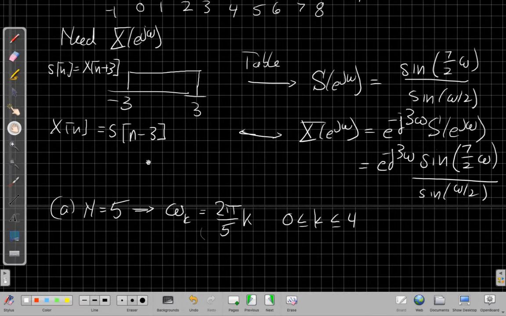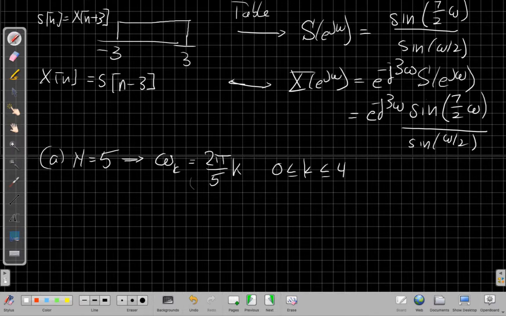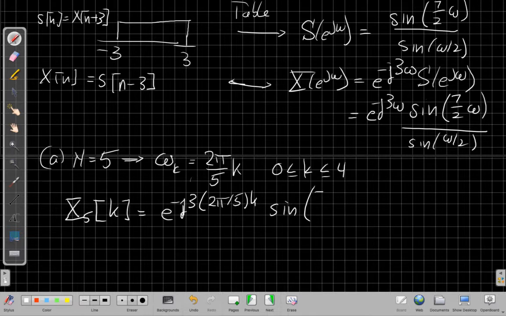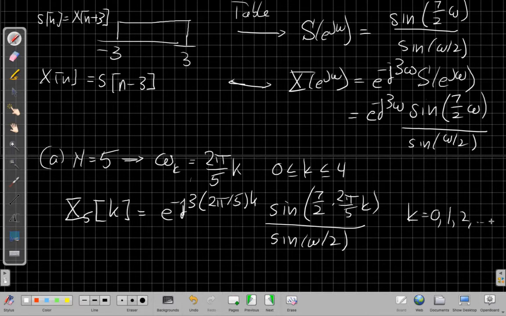I could plug into this equation. Just to be clear, since we're going to do two different sizes, I'll call it X sub 5 of k, and it would be equal to e to the minus j, replace omega, put the 3 in front, so 3 times, and then I replace the omega by 2 pi over 5 k. Then inside here, I have sine of 7 halves times 2 pi over 5 k, over sine of omega over 2. If I evaluated this, plugging in as k goes from 0 up to 4, I could find these 5 values. I could let k equal 0, 1, 2, up to 4.